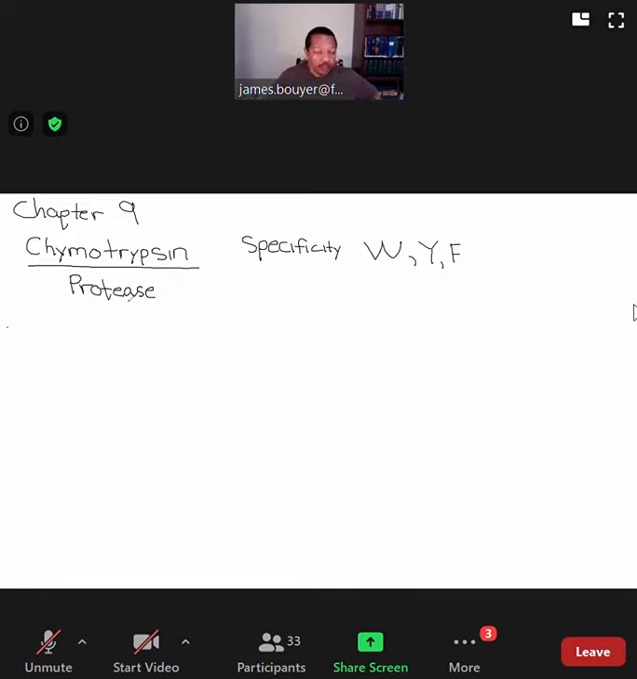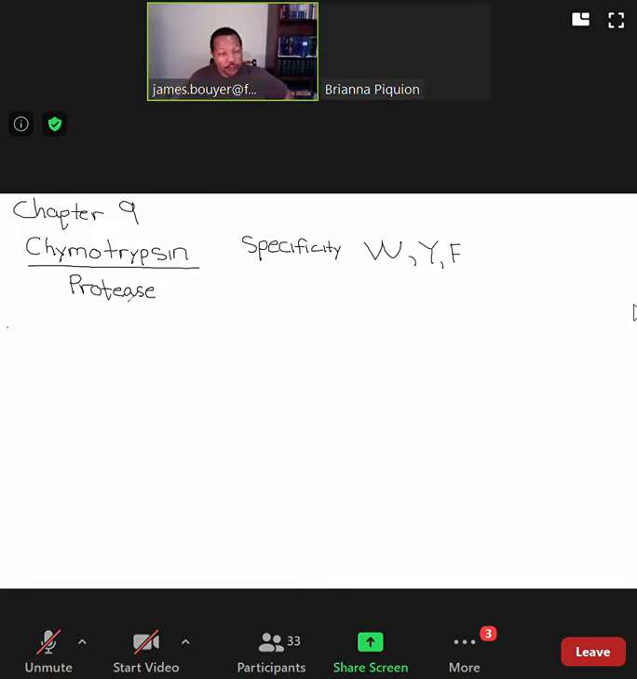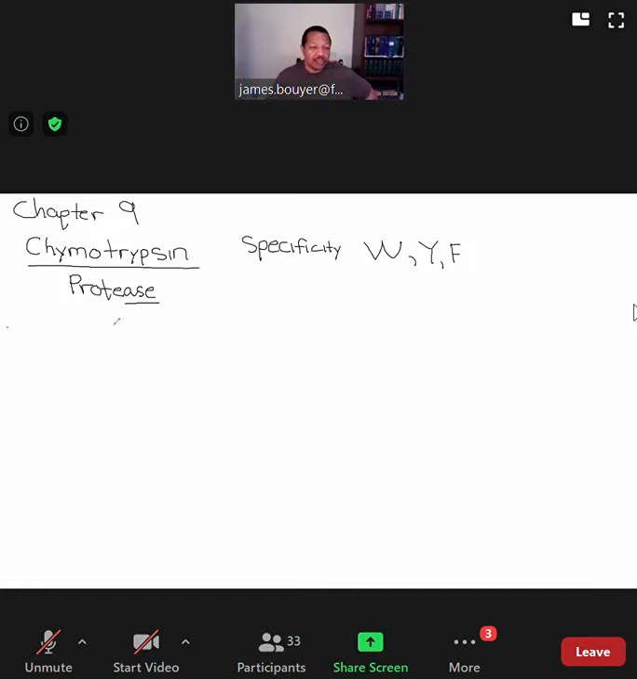So when you see a biochemical term that ends in ASE, usually you're dealing with an enzyme. It ends in ASE, and then the prefix, the first part of it, will tell you the substrate. So a protease is an enzyme, and the substrate for the enzyme is a protein. So chymotrypsin is an enzyme that will act on proteins.